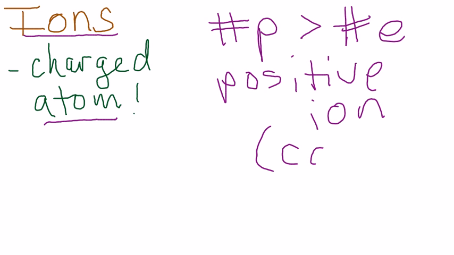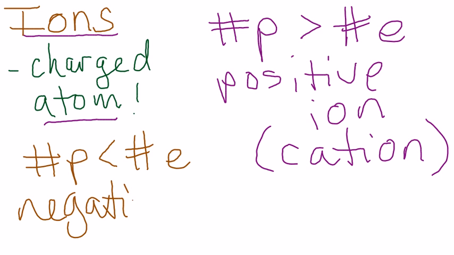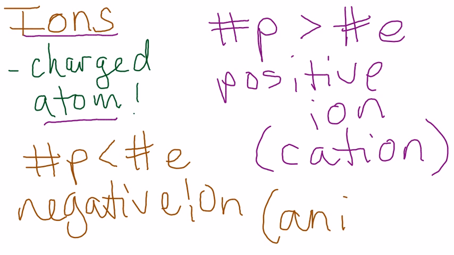It's called a cation. Now you can also have the opposite situation occur. What if the number of protons are less than the number of electrons? That's giving you a negative ion. And that has a special name too. It's called an anion.